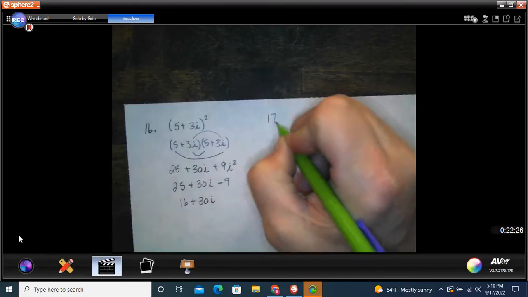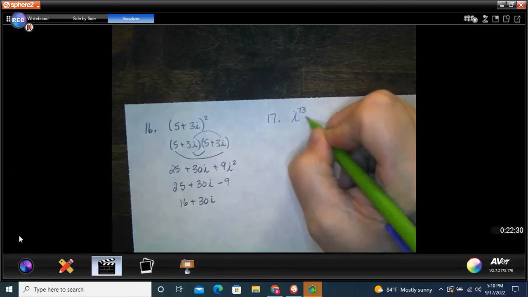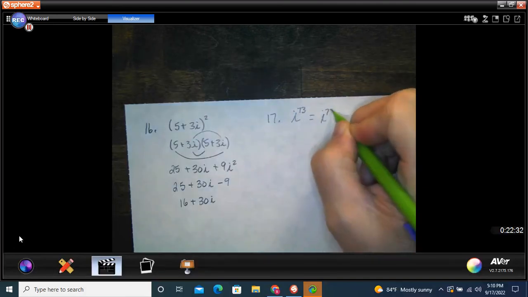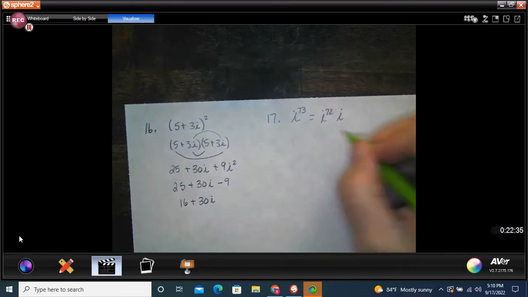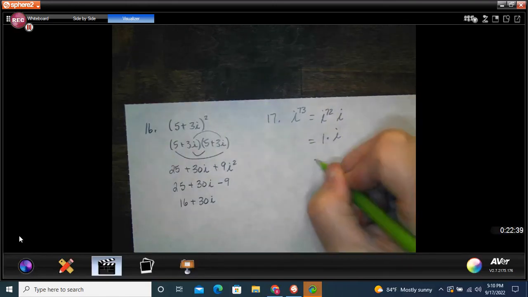Number 17, i to the 73rd power. The closest multiple of 4 would be 72. And i to the 72 would be 1. 1 times i is i.